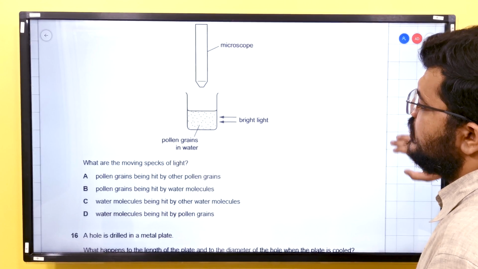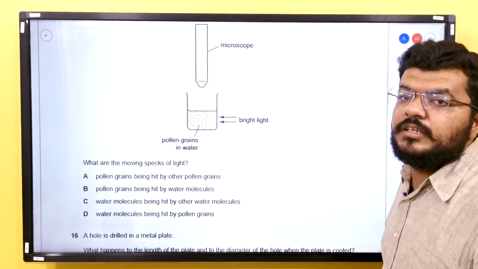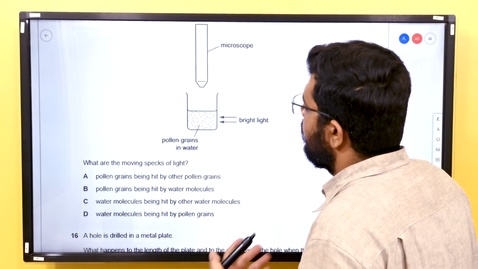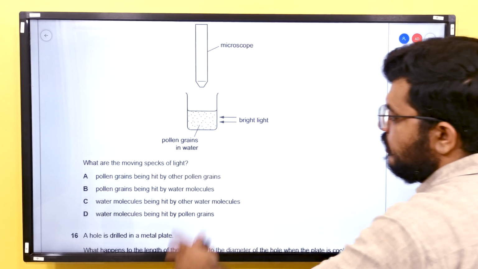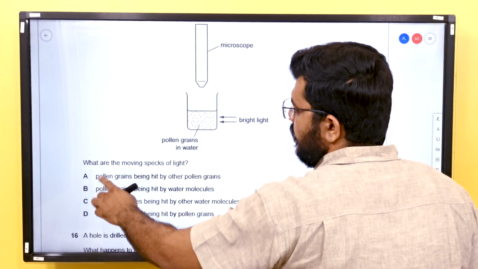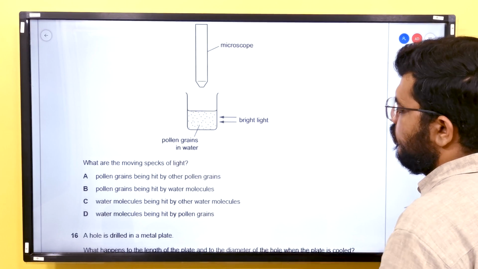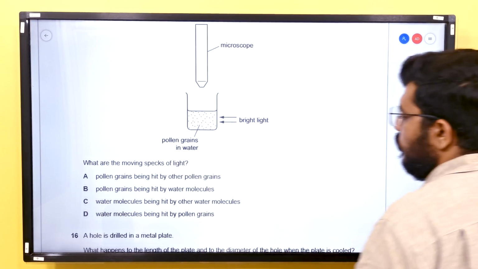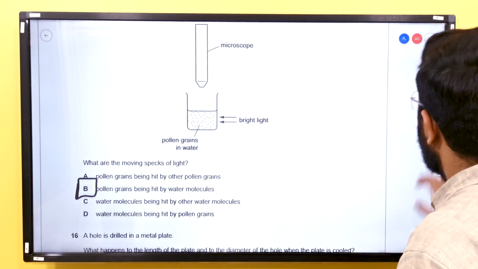Now see, we can't see molecules. We'll be able to see only pollen grains. Why are they moving? They are moving because they are being collided by the water molecules. So what are the moving specks of light? They are pollen grains being hit by other pollen grains? No. They are pollen grains being hit by water molecules. Option B is your correct answer.